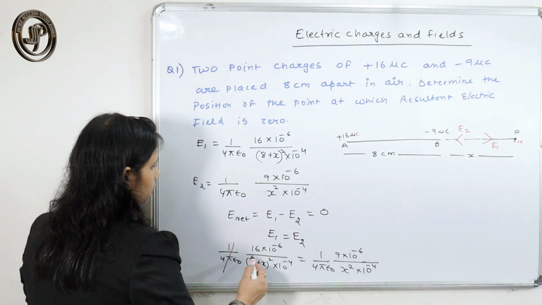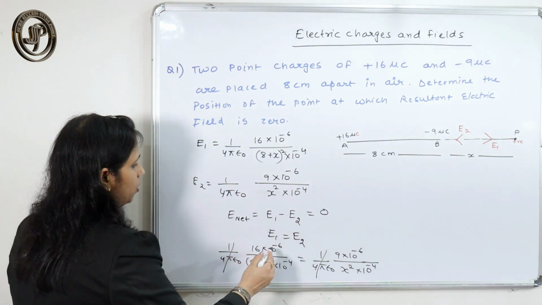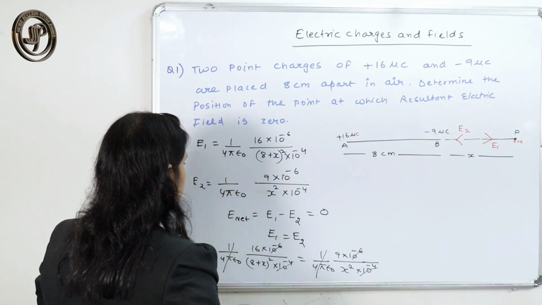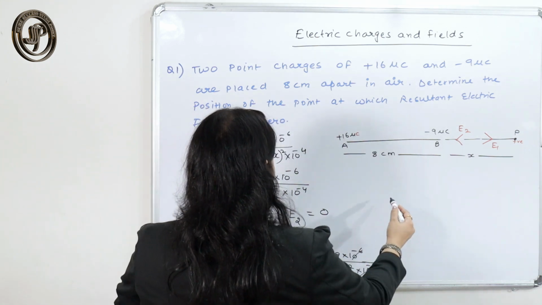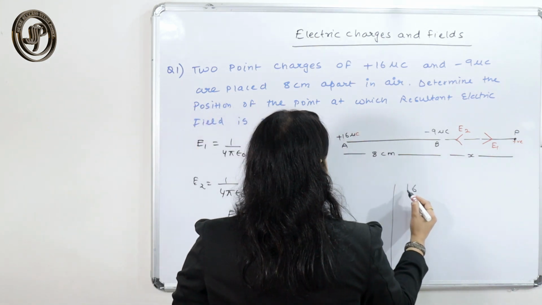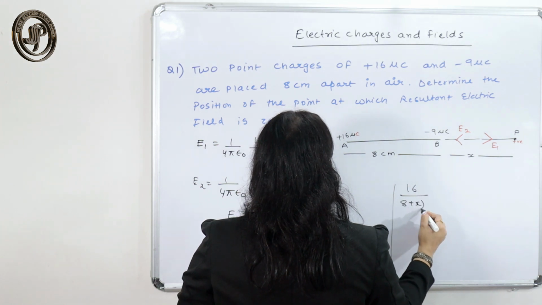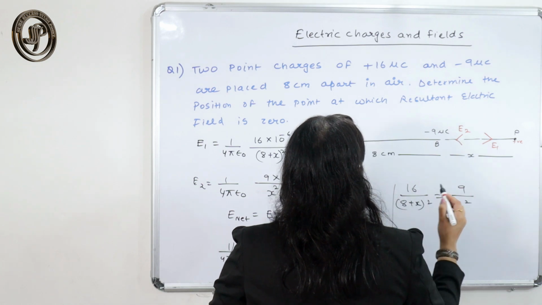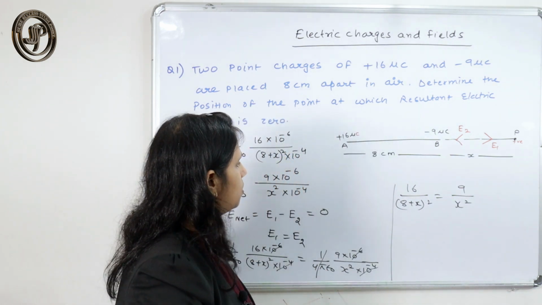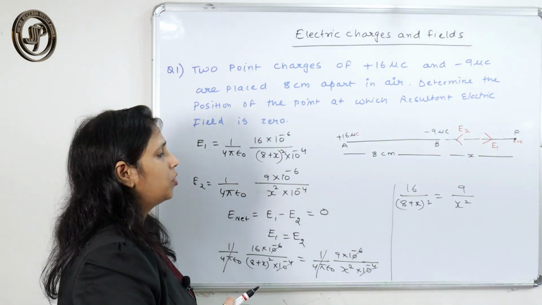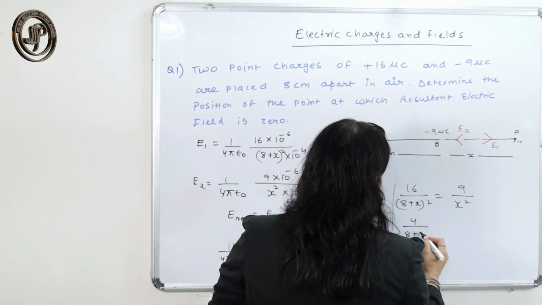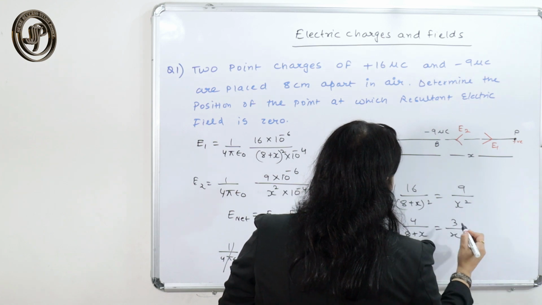Okay. Now this and this will cancel out. This and this also cancel out, and what will remain here is 16 upon (8 plus x) whole square is equals to 9 upon x square. Now what can we do in order to simplify this? Better if you take square root on both sides, then this becomes 3 by x.